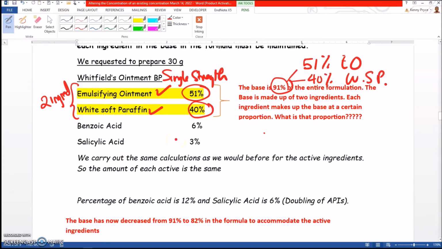Now when you calculate the same way that we did previously, you can't just say, okay, since it's 2 ingredients, I'm going to just divide it equally, and whatever the increase is, I equally share it between these 2 ingredients. No, because each ingredient has a particular role in the formulation, and as such, you need to maintain those proportions. So let's see how we handle that.